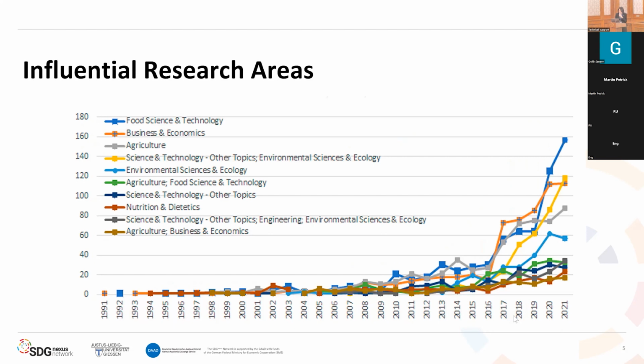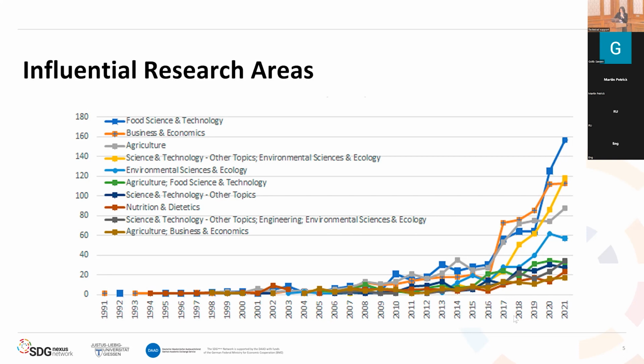where we see that the growth comes from 30 papers in 2016, up to 157 papers in 2021. We can also highlight science and technology other topics. This is the yellow line, which also shows exponential growth from 15 in 2016 to 113 papers in 2021.